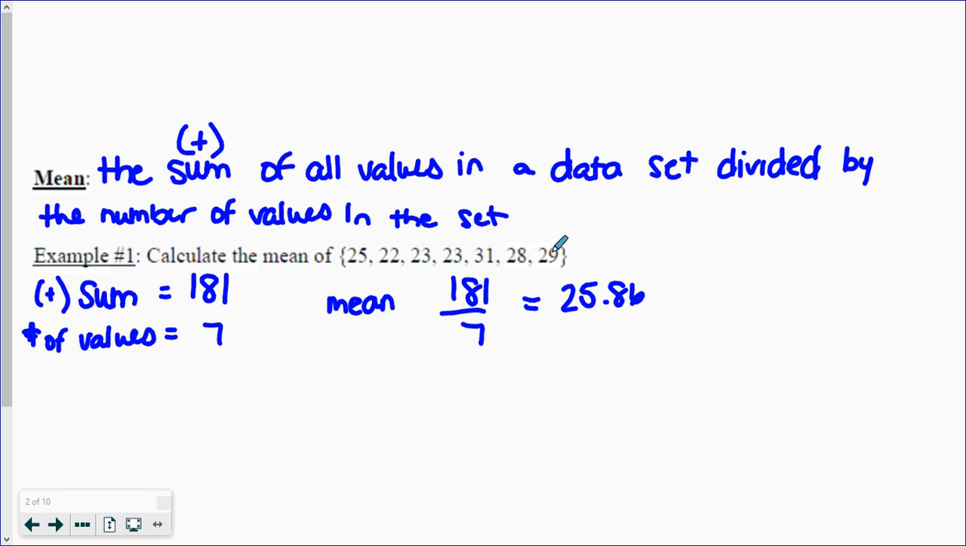And you should look back at your data set and say, does that make sense? Yeah, that's a number that's somewhere within this. If we had gotten 40, well, 40 is bigger than any of these numbers, so that wouldn't make sense. You might have clicked something in your calculator wrong, put in 250 instead of 25. So make sure that your answer does make sense in the end. So the mean of those 7 numbers is 25.86.